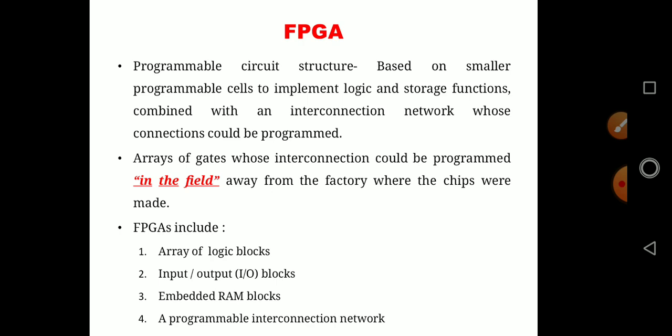The FPGA name itself represents that the gates can be programmed in the field, that is, away from the factory where the chips are manufactured; they can be programmed in the field, or when they are present in a system. So FPGAs include an array of logic blocks, input output blocks, embedded RAM blocks, a programmable interconnection network, and some of them also include special circuitry required to generate the clock. Let us discuss each and every component separately.